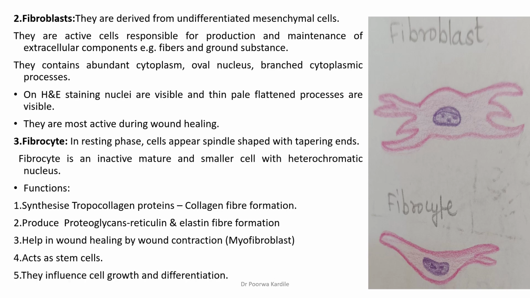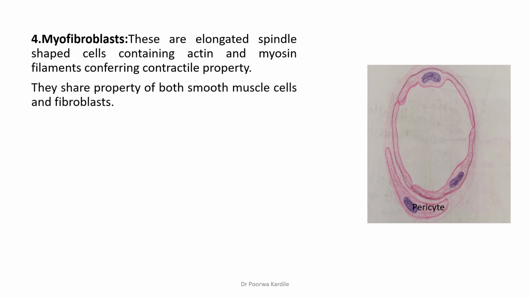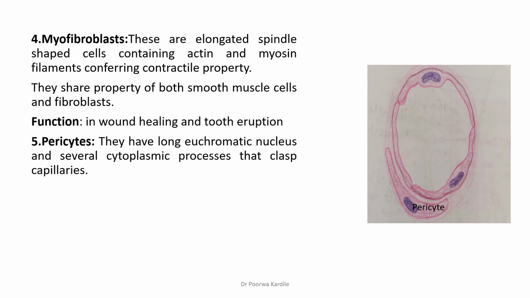They can give rise to the fibers as well as the ground substance. The myofibroblast is a variant of fibroblast, and these are again elongated spindle shaped, and they mainly contain actin and myosin filaments, which offer contractility. So during wound healing they also cause wound contraction, and they share properties of both smooth muscle cells and the fibroblast.